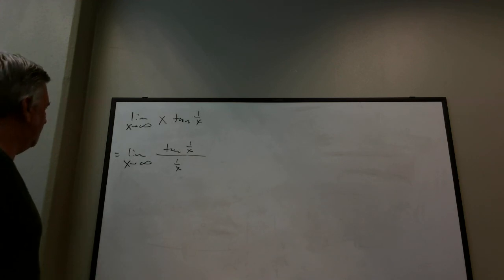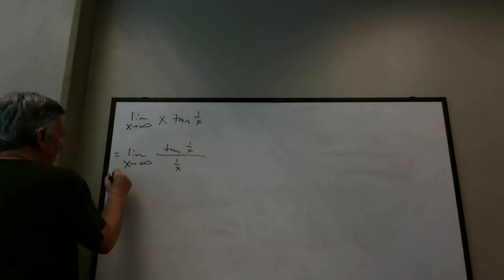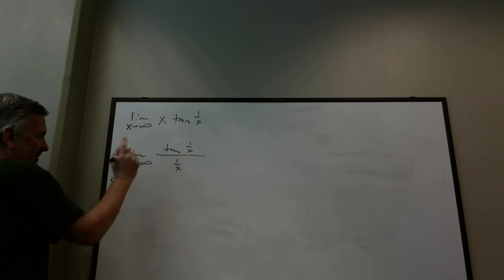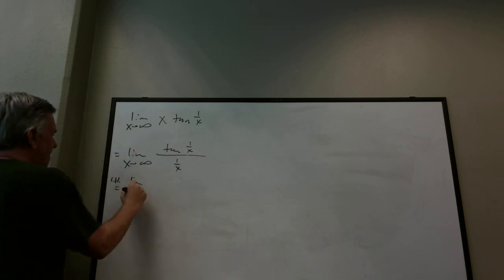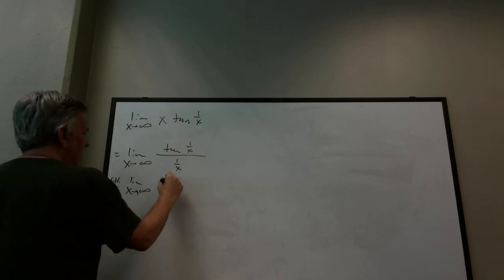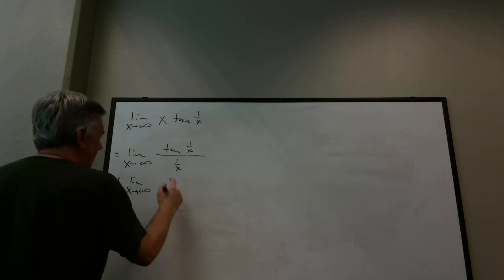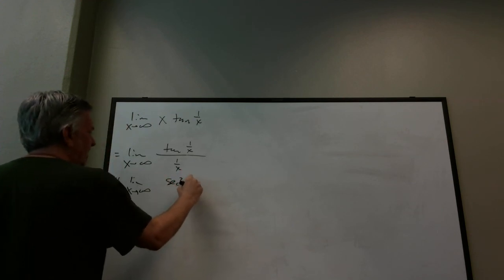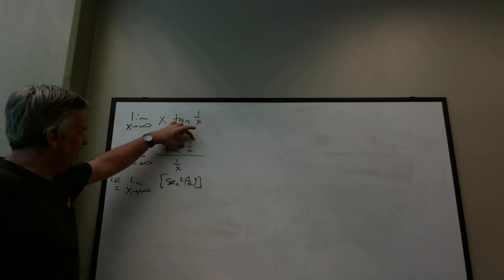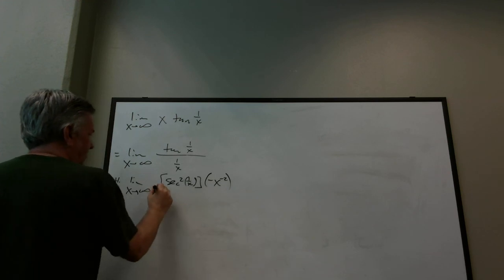Okay, let's continue with this one now. So we can use L'Hopital's rule because this is 0 over 0 form. Notice here I just rewrote. I didn't use L'Hopital's rule here. So the limit as x approaches infinity is the derivative of the numerator. The derivative of tangent of stuff is not tan. The derivative of tangent of stuff is secant squared of stuff, times the derivative of the stuff. Now this is x to the minus 1, so the derivative is minus x to the minus 2.